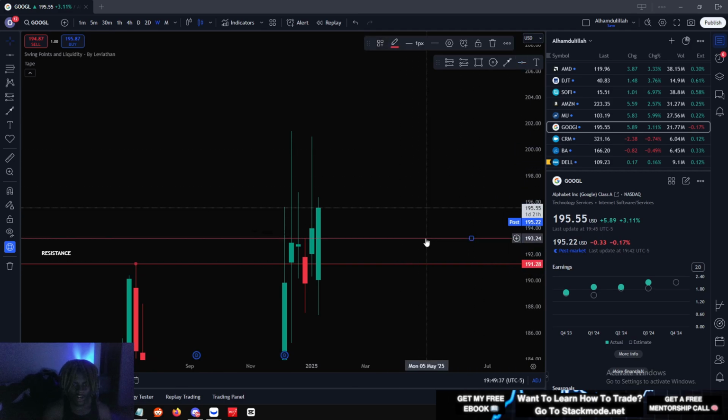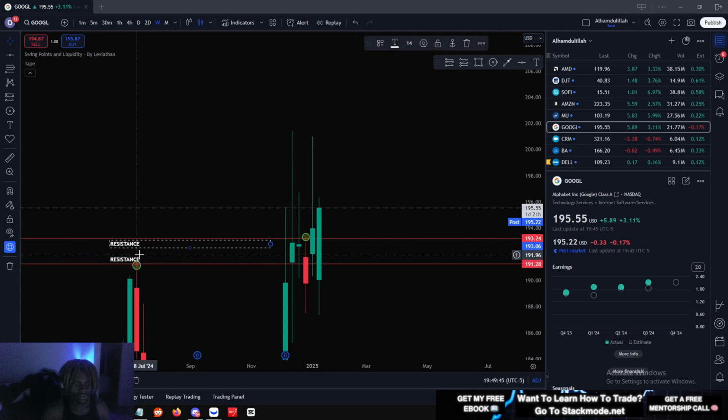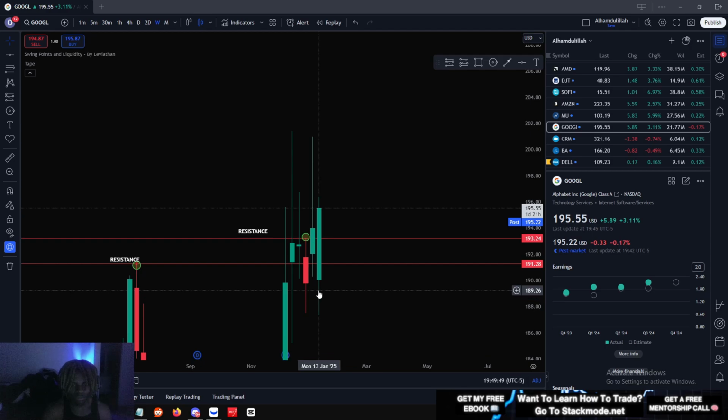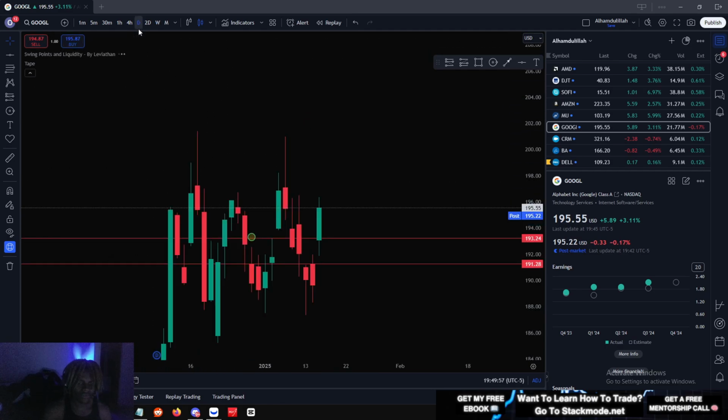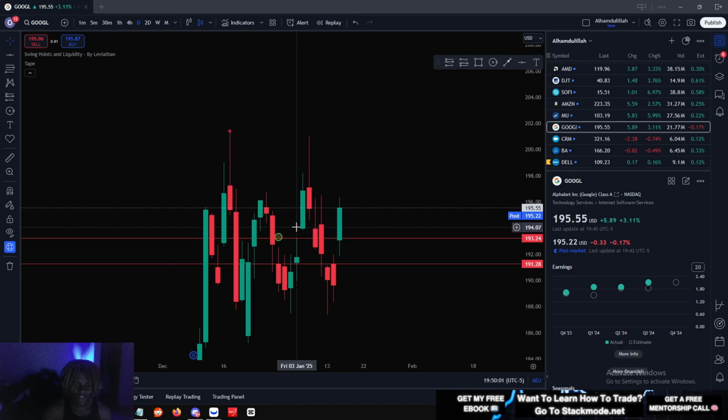Oh, I see one right here. So resistance right here. Resistance right here. So price will probably try and stop at one of these two areas. Now, after that, let's go to the daily and check it out. Daily. See what things are looking like over here.